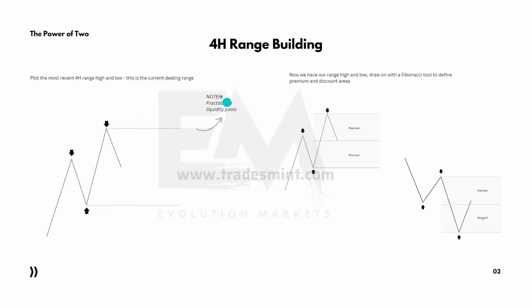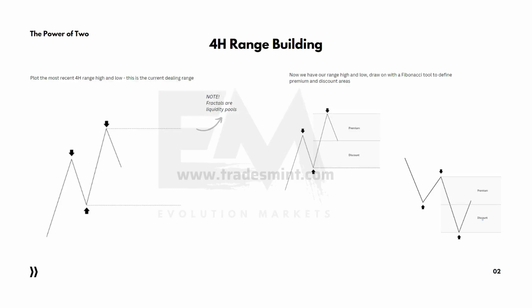Now that dealing range, or these fractal highs and lows, we refer to as the most recent pools of liquidity. These are going to be the freshest and the most relevant pools of liquidity. That's why we use the most recent. So now we have our 4-hour dealing range. We now can move on to a premium and discount market.